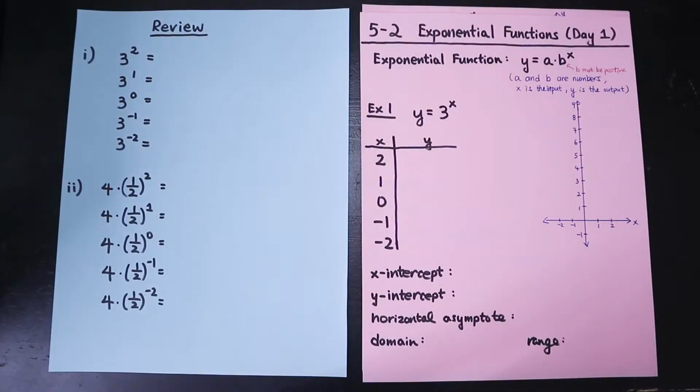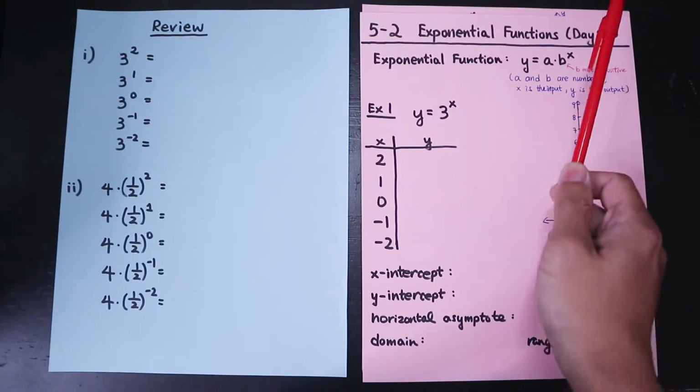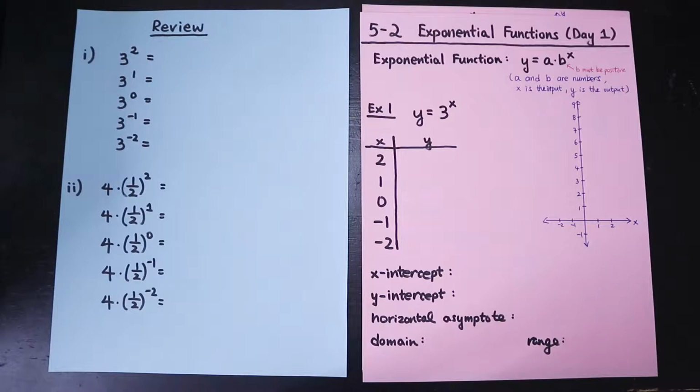Good morning, everybody. Today we are doing the next section of topic 5, which is 5-2 exponential function, day 1. And we're going to talk about some brand new graphs that are not linear. In other words, not a straight line, but a curved line, okay?